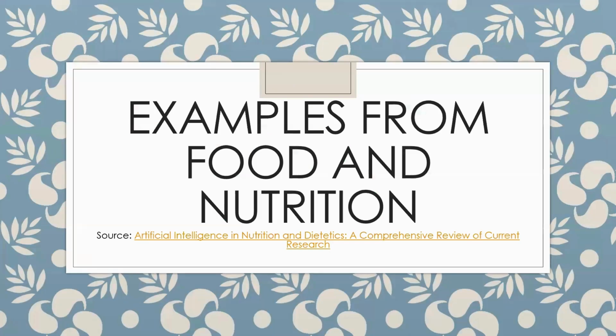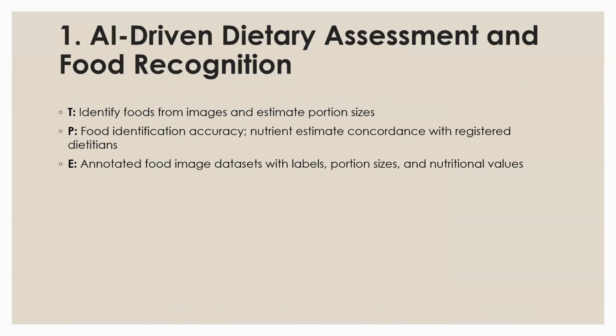So if you can pay attention to this, it will be great, because now we are going to look at the examples from food and nutrition, which are taken from this research article. So, like how AI-driven dietary assessment and food recognition is possible, right? The task is to identify foods from images and estimate portion sizes. Experience: annotated food image data sets with labels, portion sizes, and nutritional values. Right? So what does it mean?